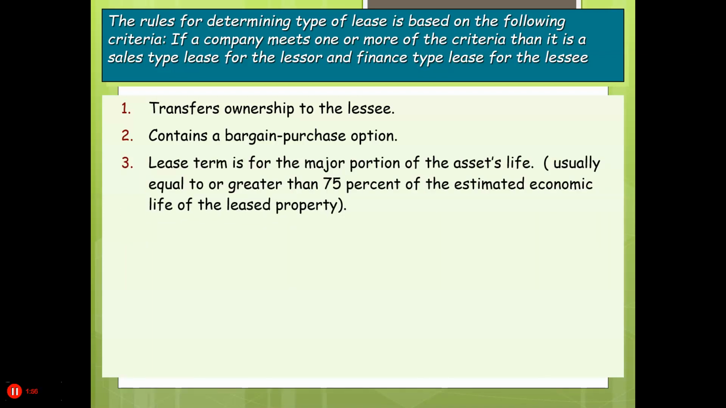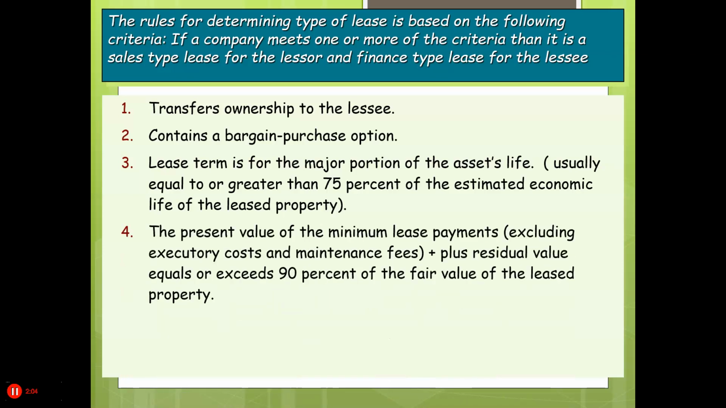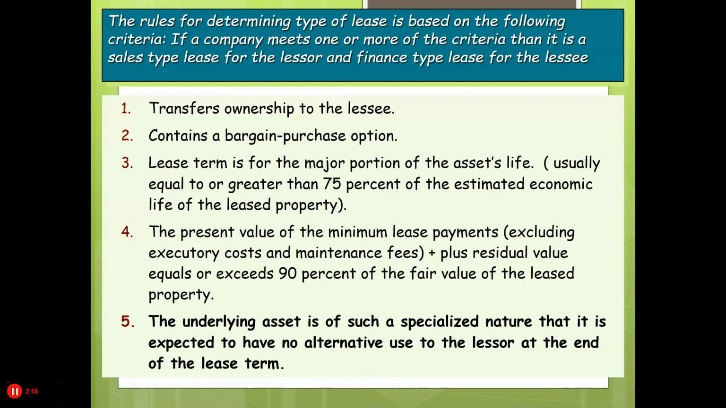The lease term is long term, usually equal to or greater than 75% of the estimated economic life of the leased property. The present value of the minimum lease payments, excluding executory costs and maintenance fees, plus residual value, equals or exceeds 90% of the fair value of the leased property. The underlying asset is of such a specialized nature that it is expected to have no alternative use to the lessor at the end of the lease term. Now, let's take a look at an example and walk through our rules.